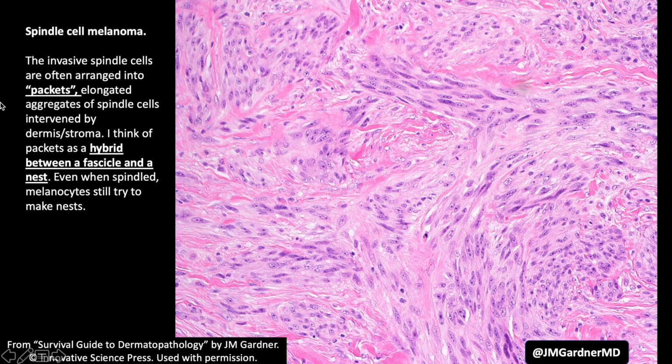And sometimes the spindle melanomas tend to make these packets that are something like a hybrid between a fascicle and a nest. I like to call them nesticles, if that works for you. My residents always laugh, so I keep saying it. But whatever works for you, I hopefully didn't offend anyone.